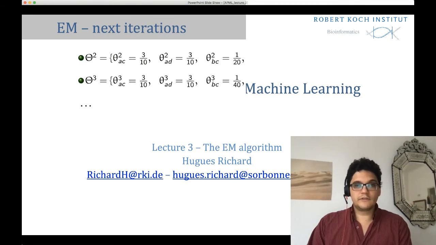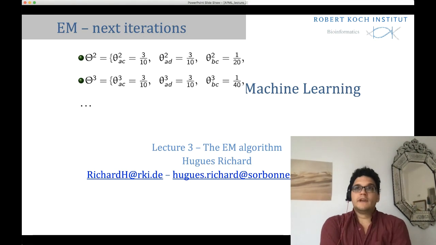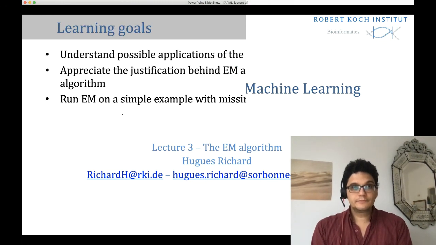And here, after convergence, because we can notice that there is something particular with theta BC, it's always decreasing, we will obtain the following parameters. This was just very basic, but I think it's very interesting to unroll EM in a simple case to really get a grasp on what it's doing. Okay, so this was the goal of this part of the course.